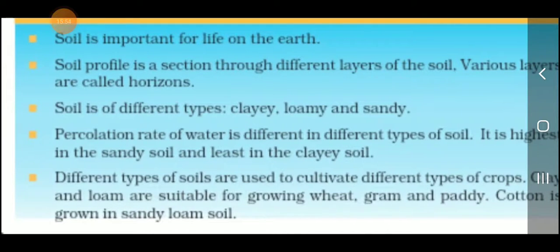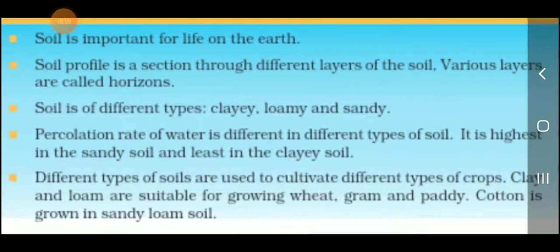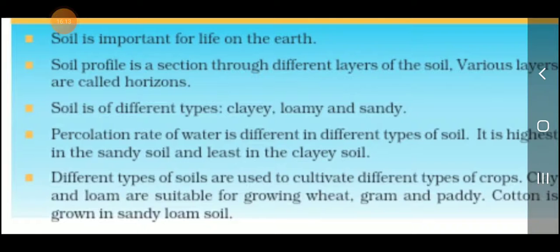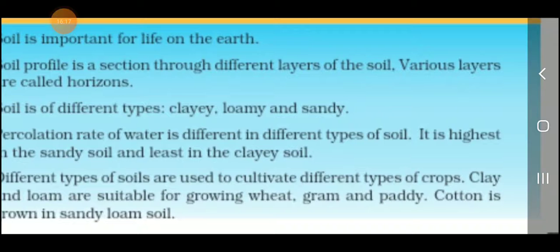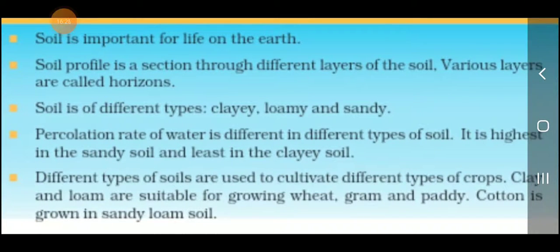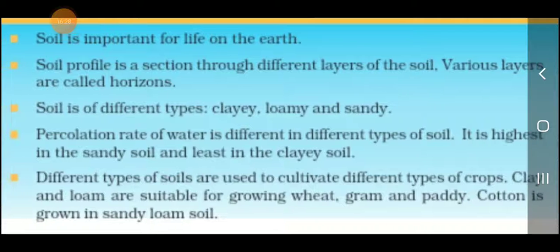What are the types of soil? Clay soil, loamy soil, and sandy soil. Next, percolation rate of water is different in different types of soil. It is highest in the sandy soil and least in the clay soil. Different types of soils are used to cultivate different types of crops. Clay and loam are suitable for growing wheat, gram and paddy. Cotton is grown in sandy loam soil.